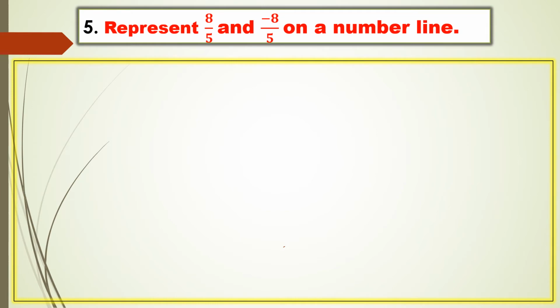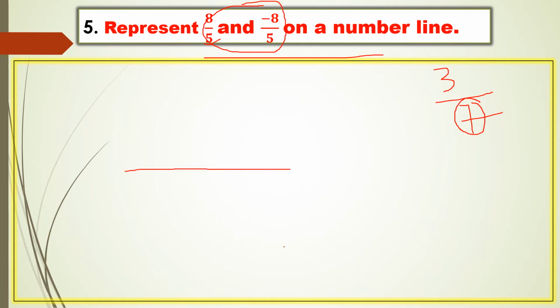Here is your next question. Represent 8 by 5 and minus 8 by 5 on a number line. Before doing this problem, I'll take one example and explain it. Suppose your question is given as 3 by 7 instead of 8 by 5. Here I am taking a different denominator, 7. Simple, children, don't get confused when a rational number is given and you are asked to represent it on a number line. It is a simple procedure, just follow this method.